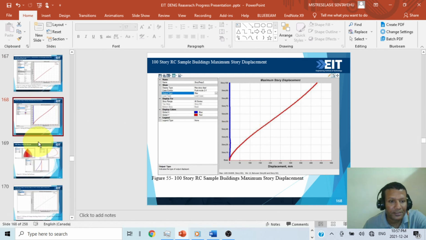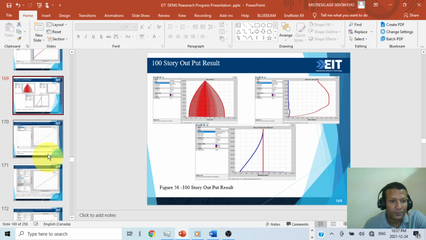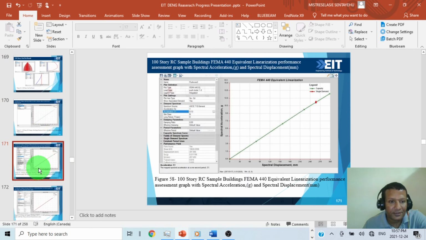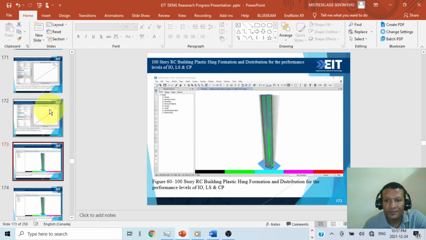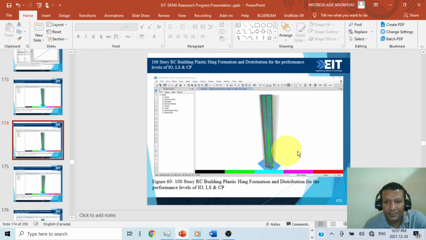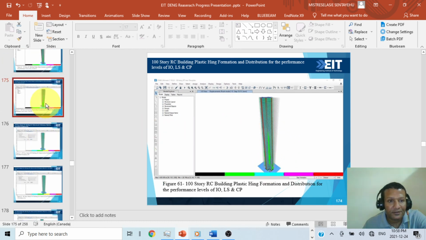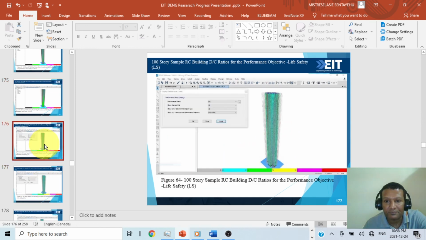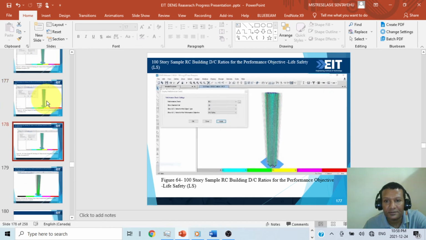So we can see a lot of different results, 400 story also, the pushover curves, the demands, everything was captured. And this is how the plastic hinge formation was also captured. I wanted to show you live, but it will take much time. I couldn't show you like this.